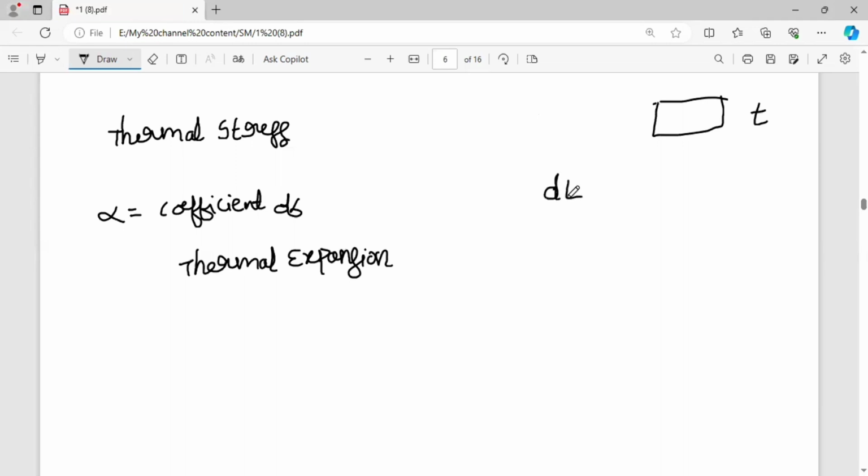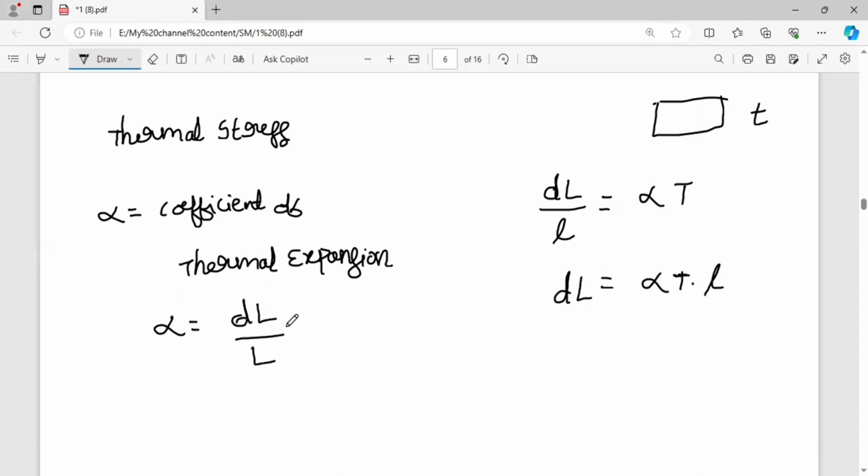So the change in length by original length will be given by alpha into T, where T is the temperature. Then the change in length is given by dl equal to alpha into T into L. Alpha is nothing but the coefficient of thermal expansion. It is also calculated by the relation alpha equal to dl by L into temperature, that means strain into temperature, is the coefficient of thermal expansion.